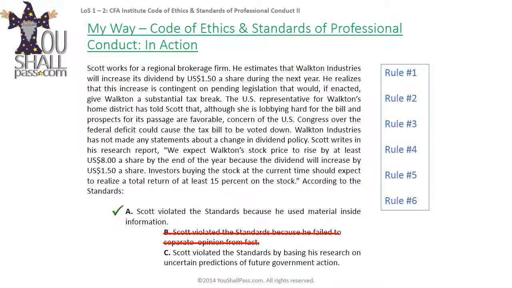Therefore, Scott appeared to be within his rights to incorporate potential legislative developments in his analysis, so C also appears to be okay. Where Scott went wrong, what Scott's mistake was, was in failing to tell his clients that the dividends may increase by $1.50 and also in failing to tell them why he was saying that. Therefore, the correct answer in this case still appears to be option B.